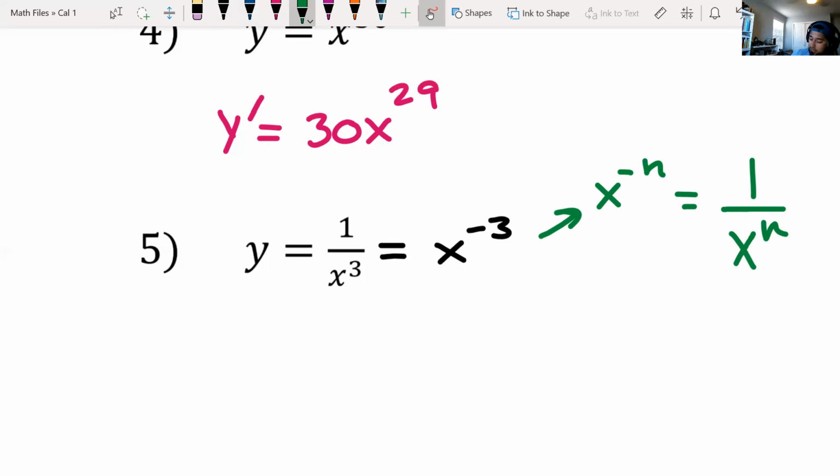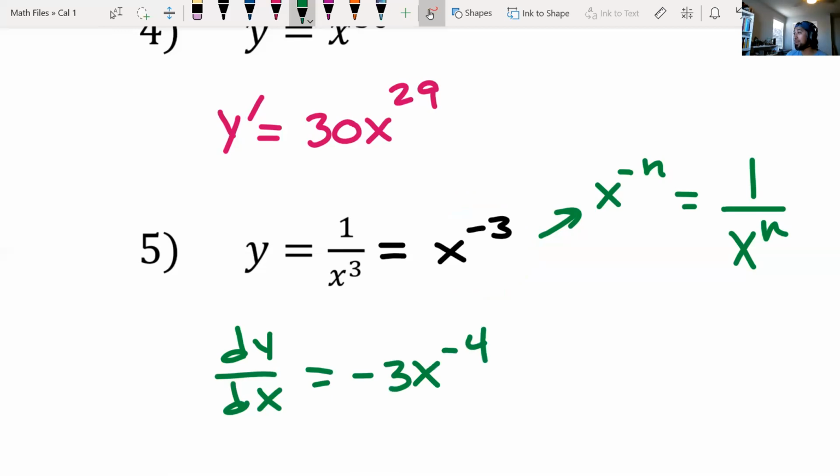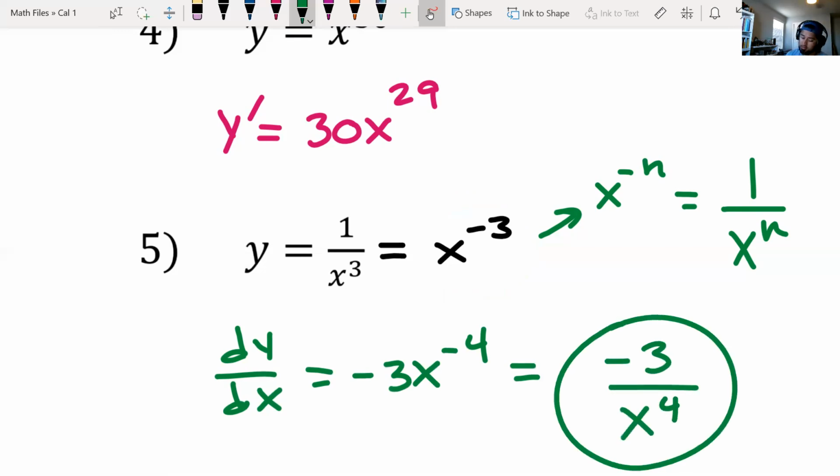Okay, and playing with notations, I'll just say dy over dx is equal to, and now what's the derivative of x to the negative 3? Is it negative 3x to the negative 4th? Very good. Now, what would be another way to rewrite this? Negative 3 over x to the 4. There you go. Sure, the first form is okay, but this one's way better.